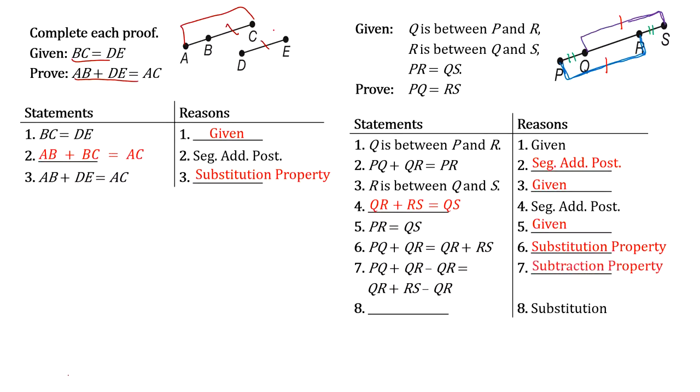So we're going to subtract out QR. So PQ plus QR minus QR is going to equal QR plus RS minus QR. So remember, if we were doing an algebra proof like this, I'm going to draw it in. These cancel, and now these cancel, and you're left with PQ equals RS, which is what we wanted to do. So we'll just substitute that out, and that's our reason. Does that make sense? These all flow pretty logically. You just got to look and see how they are.